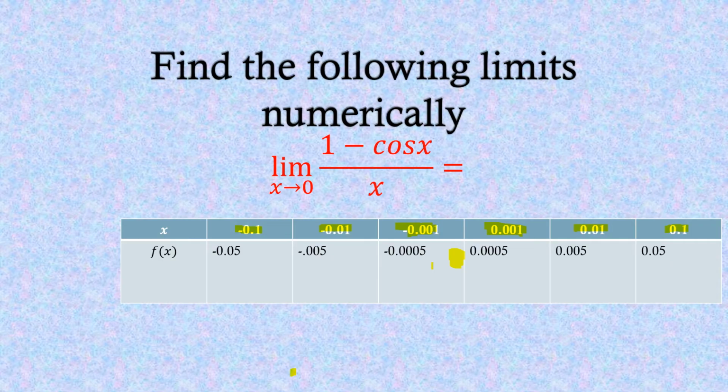My y values are getting smaller and smaller and smaller. And if I were to keep going, making those x values smaller and smaller, I would see that I am getting closer to 0. So we say the limit as x approaches 0 of (1 minus cosine x) over x is also 0. I wanted to show you this to show you how this works numerically.